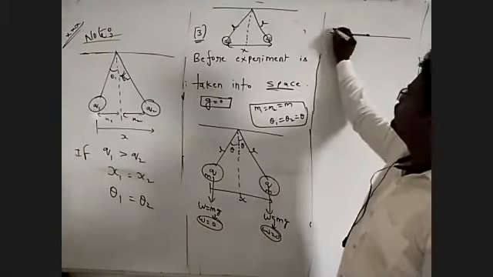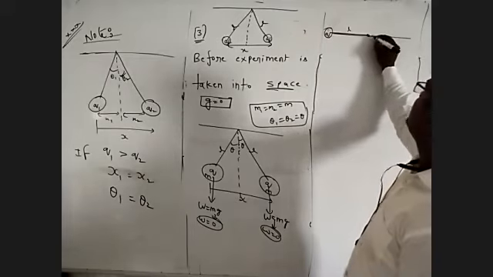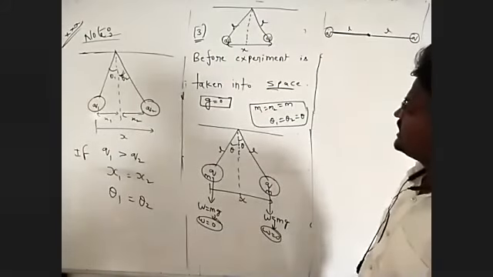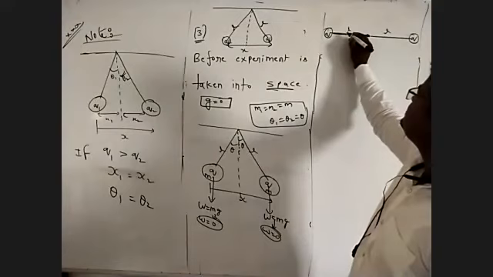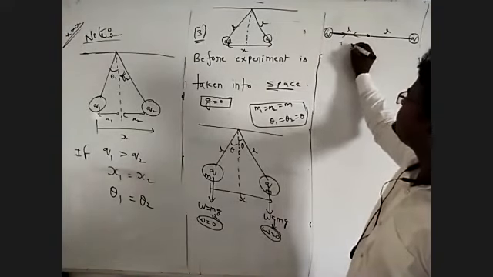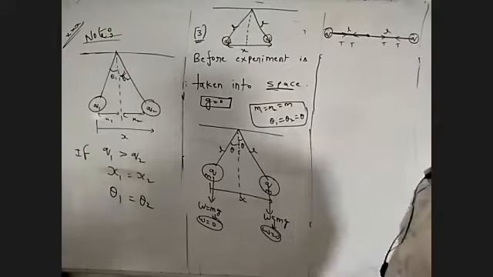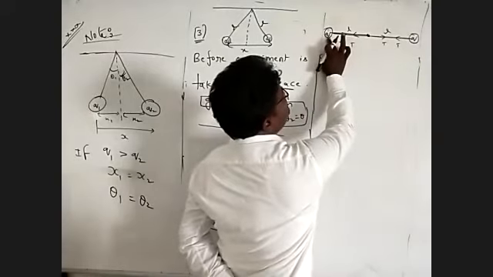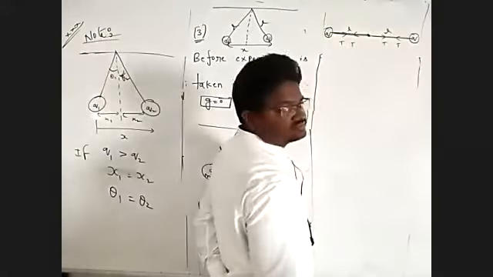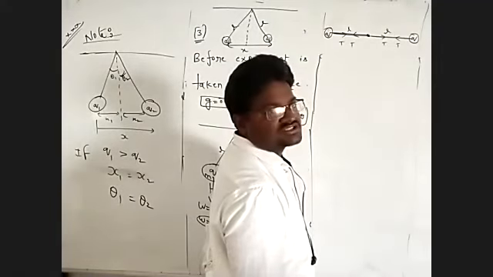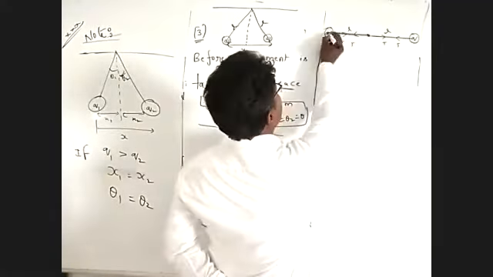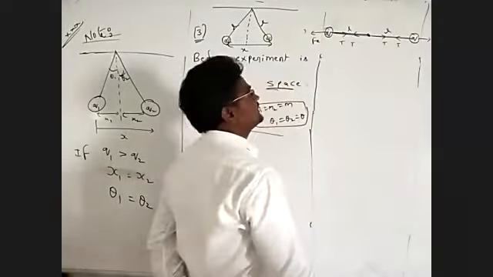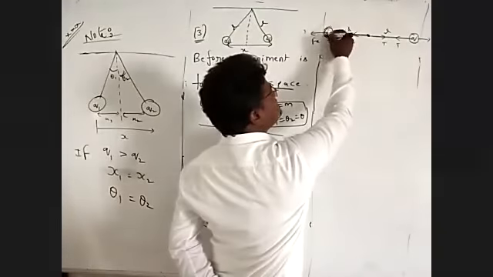Now your bob is at this position, length is L. Another bob is at this position, length is L. This string has tension on both sides, and this side also has tension. Now the charge, this is a positive charge, and this is another positive charge. The two charges are like charges, so they repel each other in opposite directions.